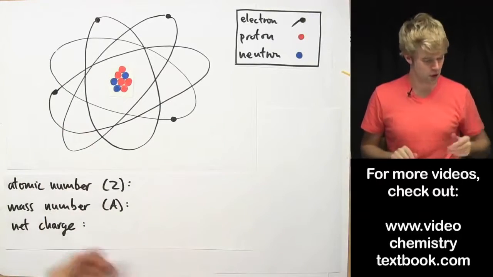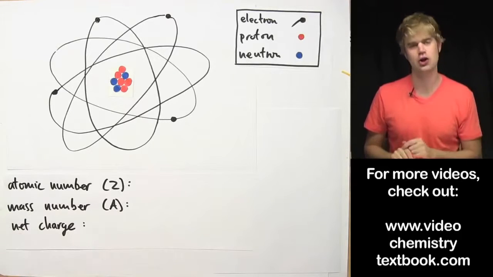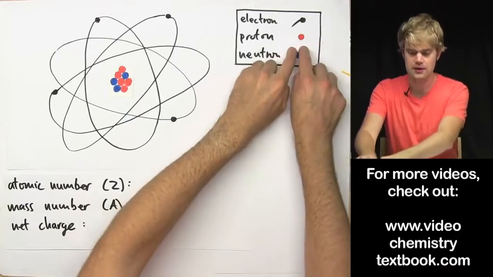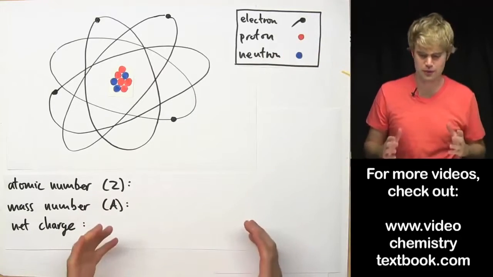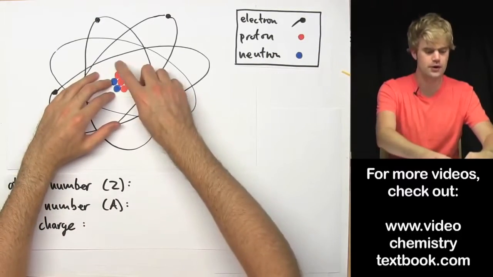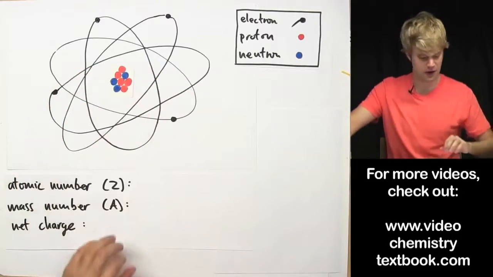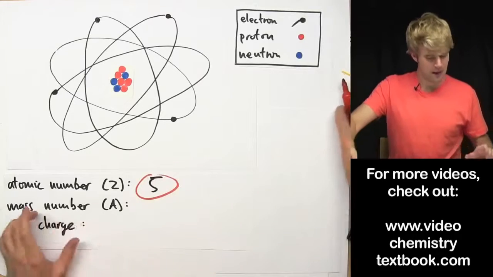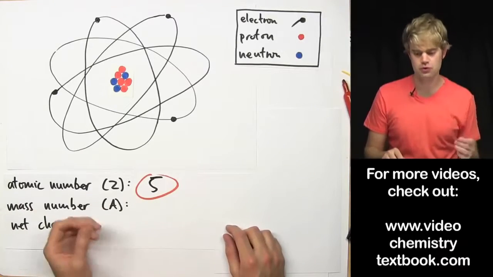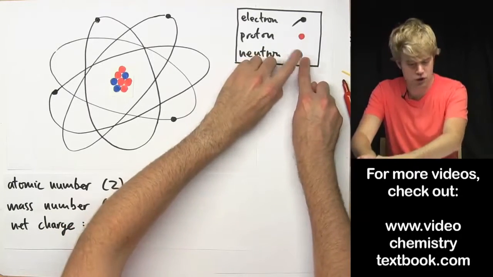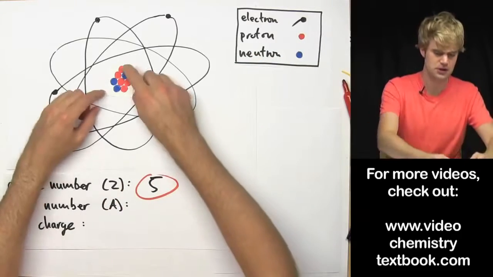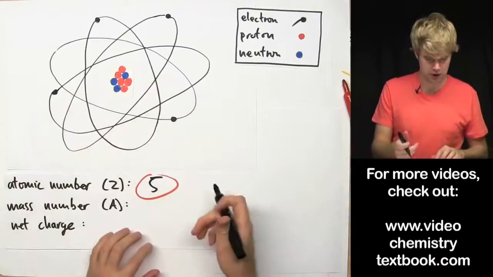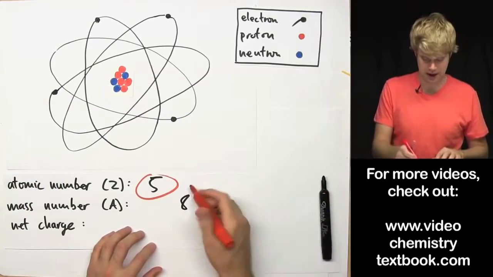Here's an atom. What's the atomic number, the mass number, and net charge of this atom? So atomic number is the number of protons. In this diagram, these little red circles are representing protons here in the nucleus. So I've got 1, 2, 3, 4, 5, which means that my atomic number is 5. That was easy enough. Mass number is the number of protons plus the number of neutrons, which are these things in blue. So the mass number is 1, 2, 3, 4, 5, 6, 7, 8 protons plus neutrons. So mass number is 8.